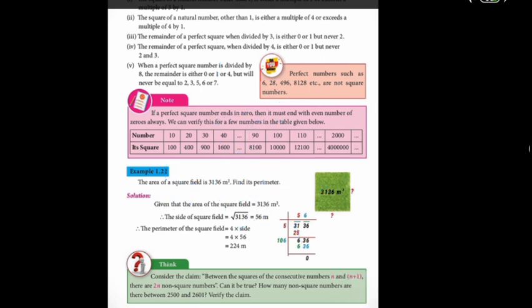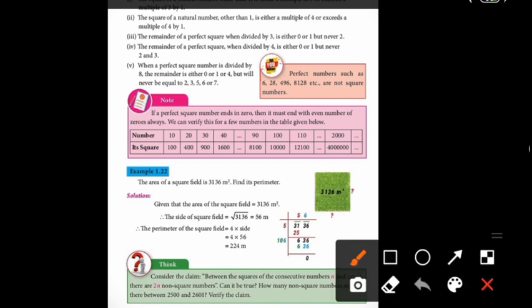Next, the fifth subdivision. When a perfect square number is divided by 8, the remainder is either 0, 1 or 4, but will never be equal to 2, 3, 5, 6 or 7. These are all the important 1 mark questions, right? Special properties.